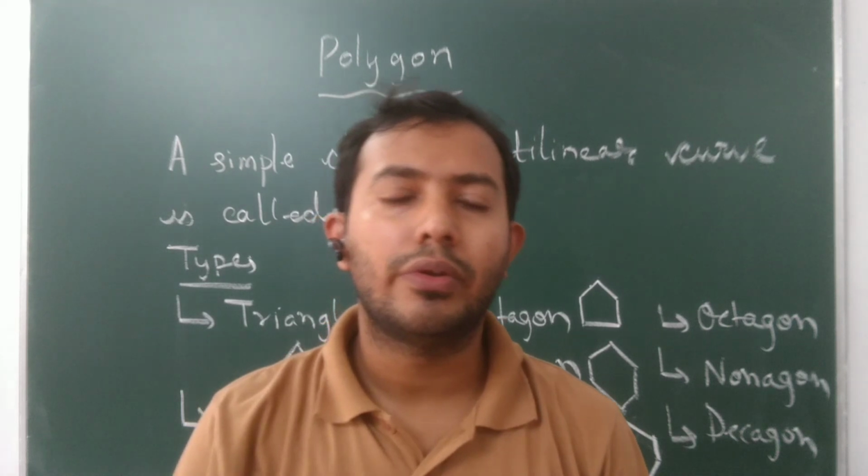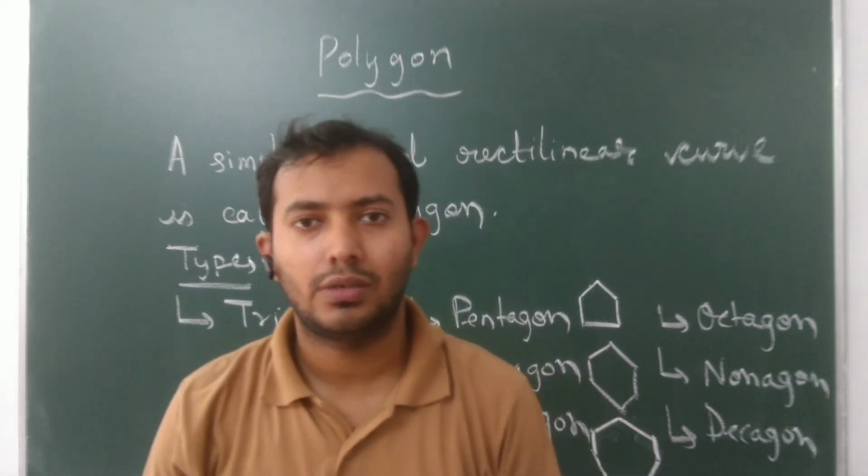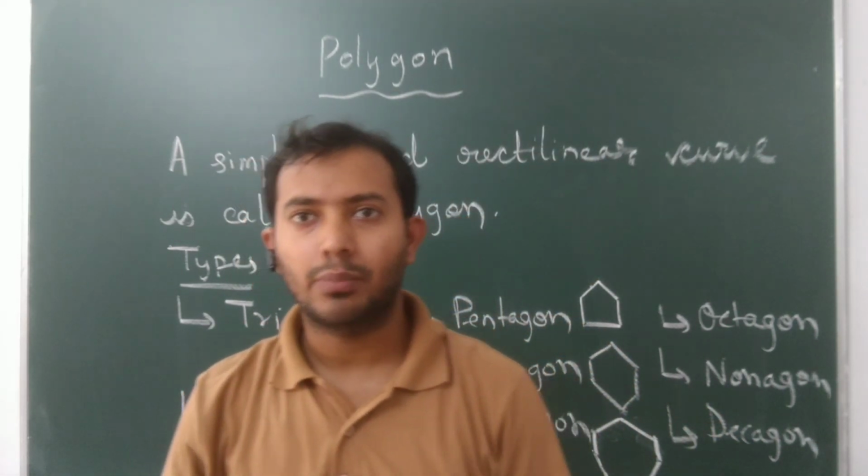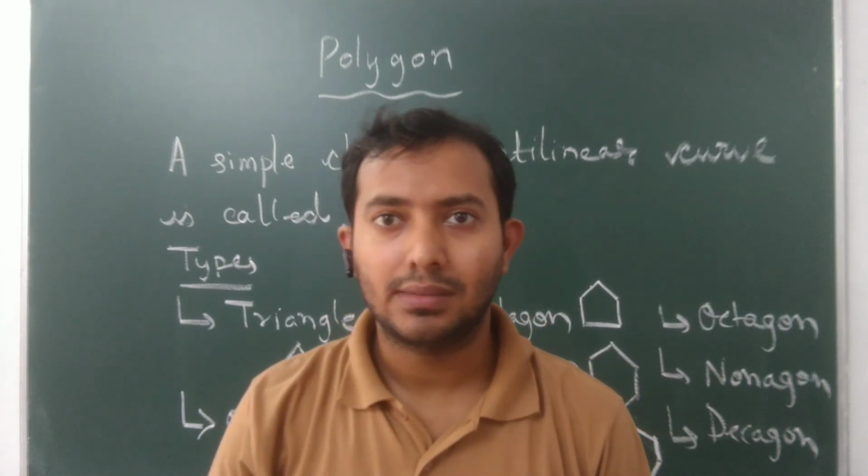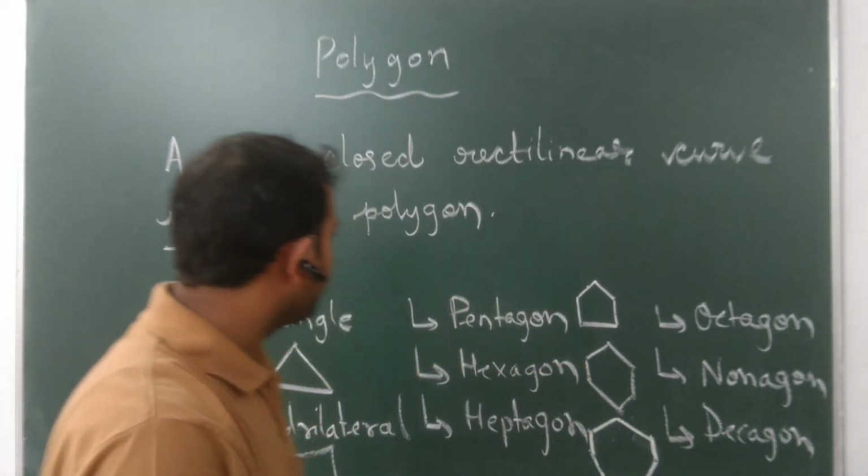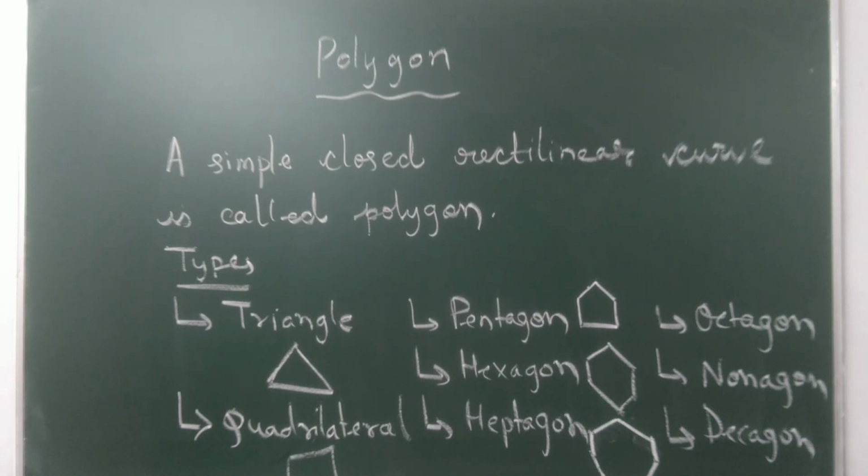Namaste students. Today we are going to see a new topic, that is the polygon. What is a polygon? So let's see here. Poly means many, gon means sides, angles. Okay. Let's see. Here, a simple closed rectilinear curve is called a polygon.